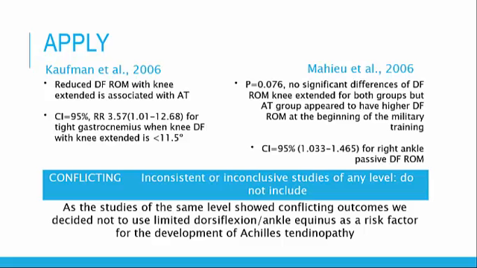And in order to apply these studies to our screening of players, we need to discuss which article we use to either support or disprove our theory, as unfortunately the articles are not in agreement. The Kaufman study found that a reduced dorsiflexion range of motion with the knee extended is associated with Achilles tendinopathy, whereas the Mayo study found that there is no statistical difference of dorsiflexion range of motion with the knee extended for both groups, but the Achilles tendinopathy group appeared to have a higher dorsiflexion range of motion at the beginning of the military training. As we found 2 high-level studies that have opposing results, we graded our research evidence as conflicting and will not apply them to our study.